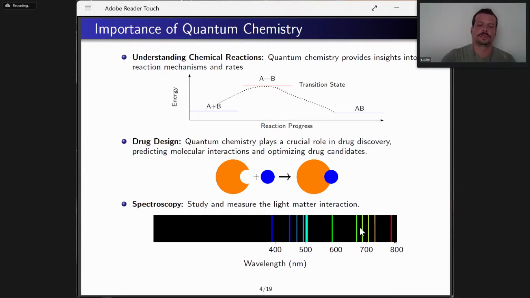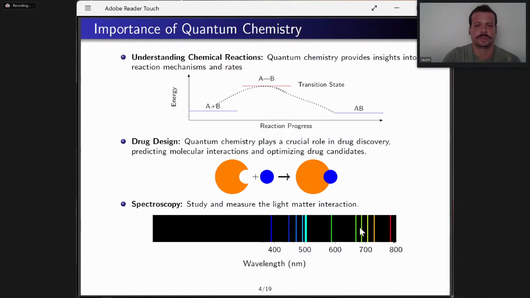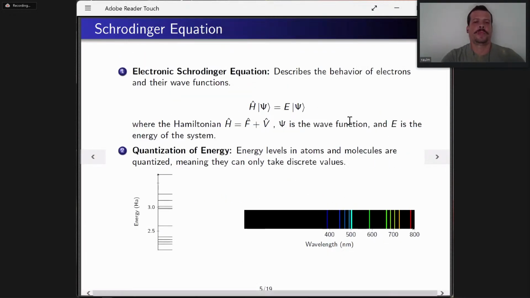We do it through the Schrödinger equation. Sorry for that. Yeah, we do it through the electronic Schrödinger equation. First of all, why electronic? Because atoms and molecules are made out of electrons, so the electrons define their behavior. The electronic Schrödinger equation describes the behavior of electrons and their wave functions.